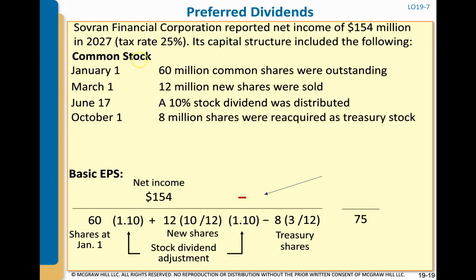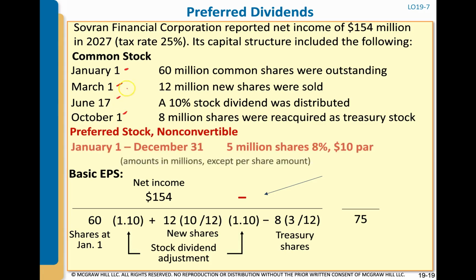So here we have the same Sovran Financial Corporation, and it's had all these things going on over the year that we've already been through. But now we're told that they also have preferred stock non-convertible shares outstanding. So non-convertible means that these particular preferred stock are not convertible into common stock. So we don't have to deal with that issue here. But they're outstanding for the full year. They had 5 million shares at 8%, 5 million shares, $10 par. So we first have to calculate what that preferred dividend is.